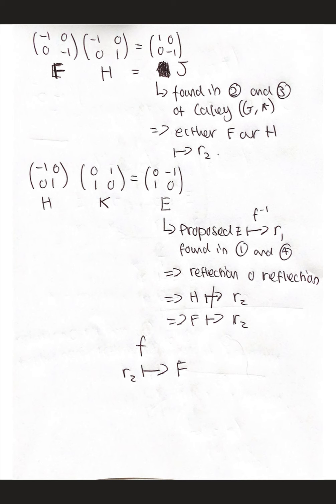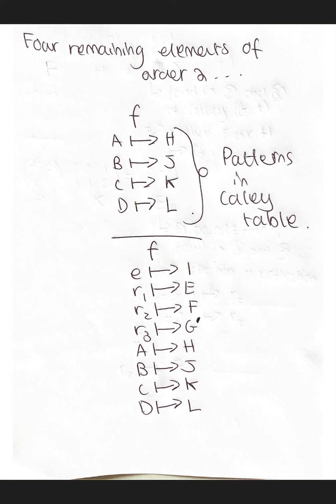And therefore, our proposal for the third rotation, R2, is that R2 must be mapped to big F by little f. The 4 remaining elements of order 2 are H, J, K and L. Using our patterns in the Cayley table, we can establish that A is mapped to H by little f, B is mapped to J by little f, C is mapped to K by little f, and D is mapped to L by little f. And therefore our isomorphism in its entirety is here.